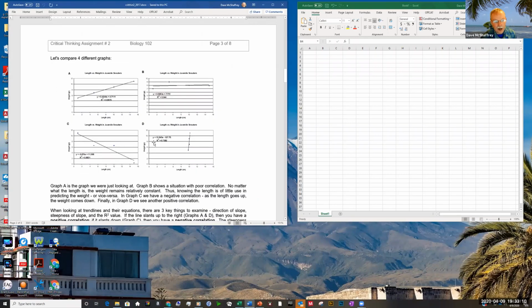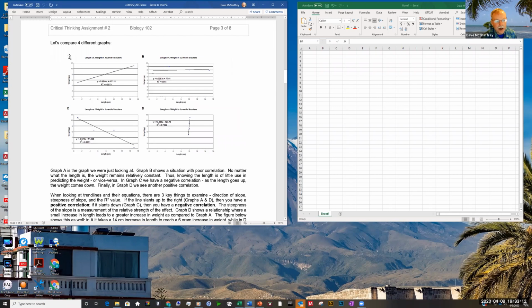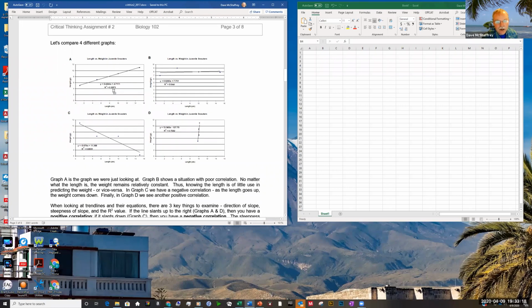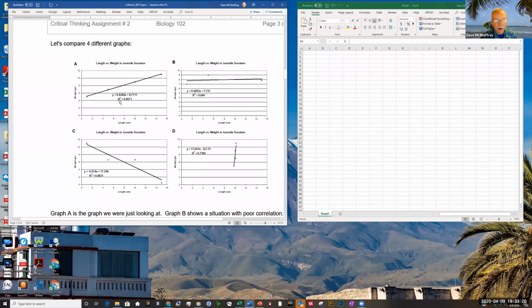Here's 4 different graphs with 4 different trend lines on it. Graph A is the one that you just looked at. And let me zoom in on it a little bit here so you can see it a little bit better. That's the one we just looked at. And that's what we call the positive correlation. As X increased, Y increased.